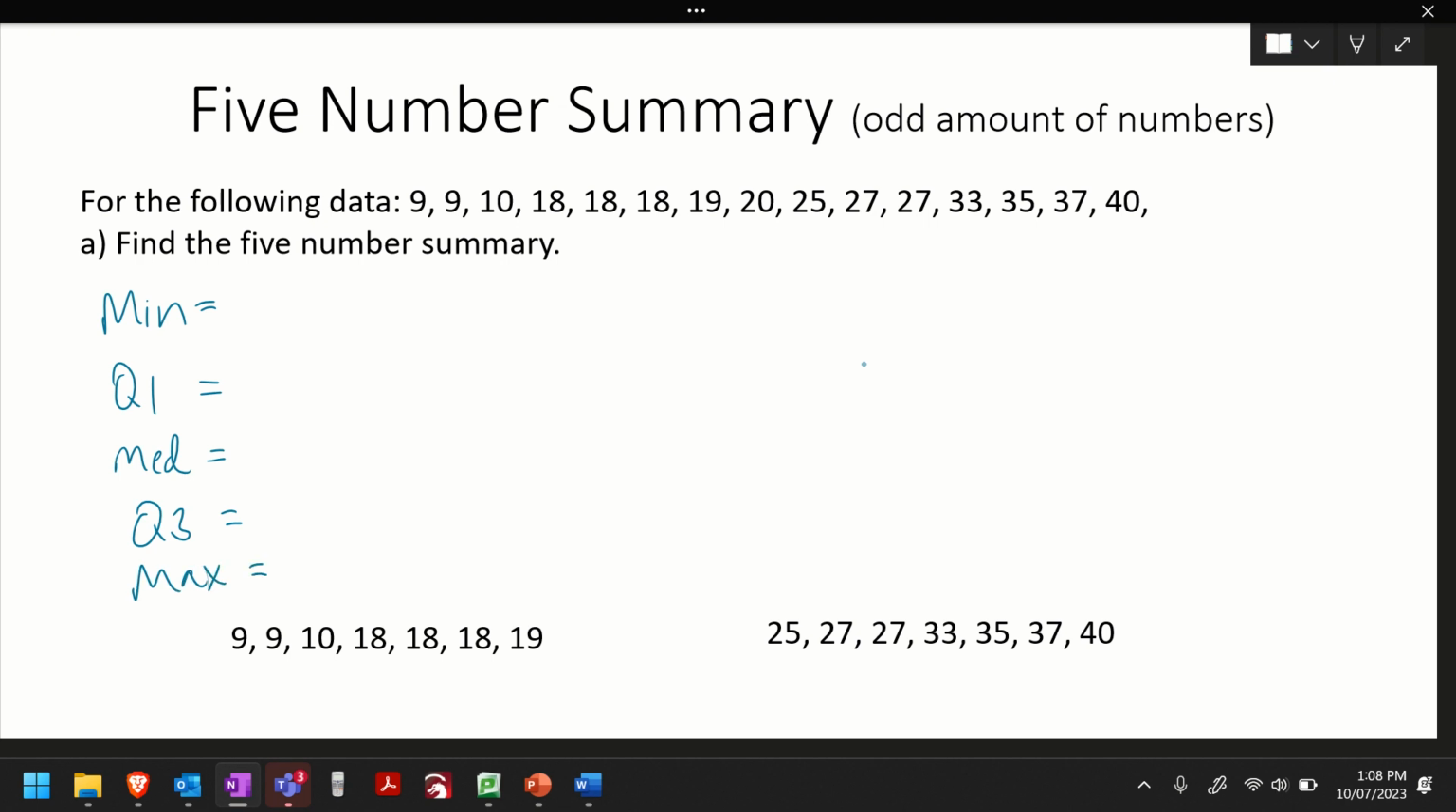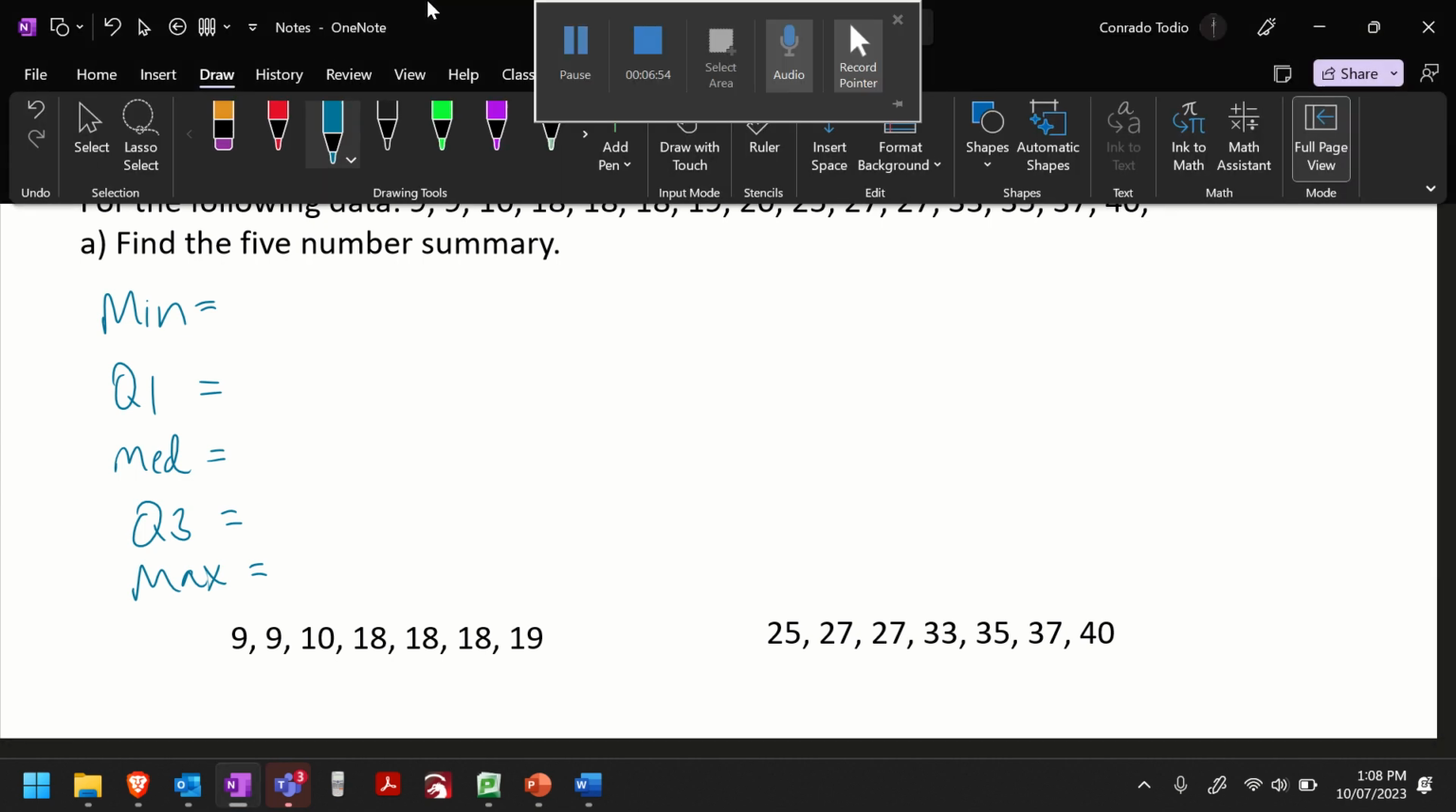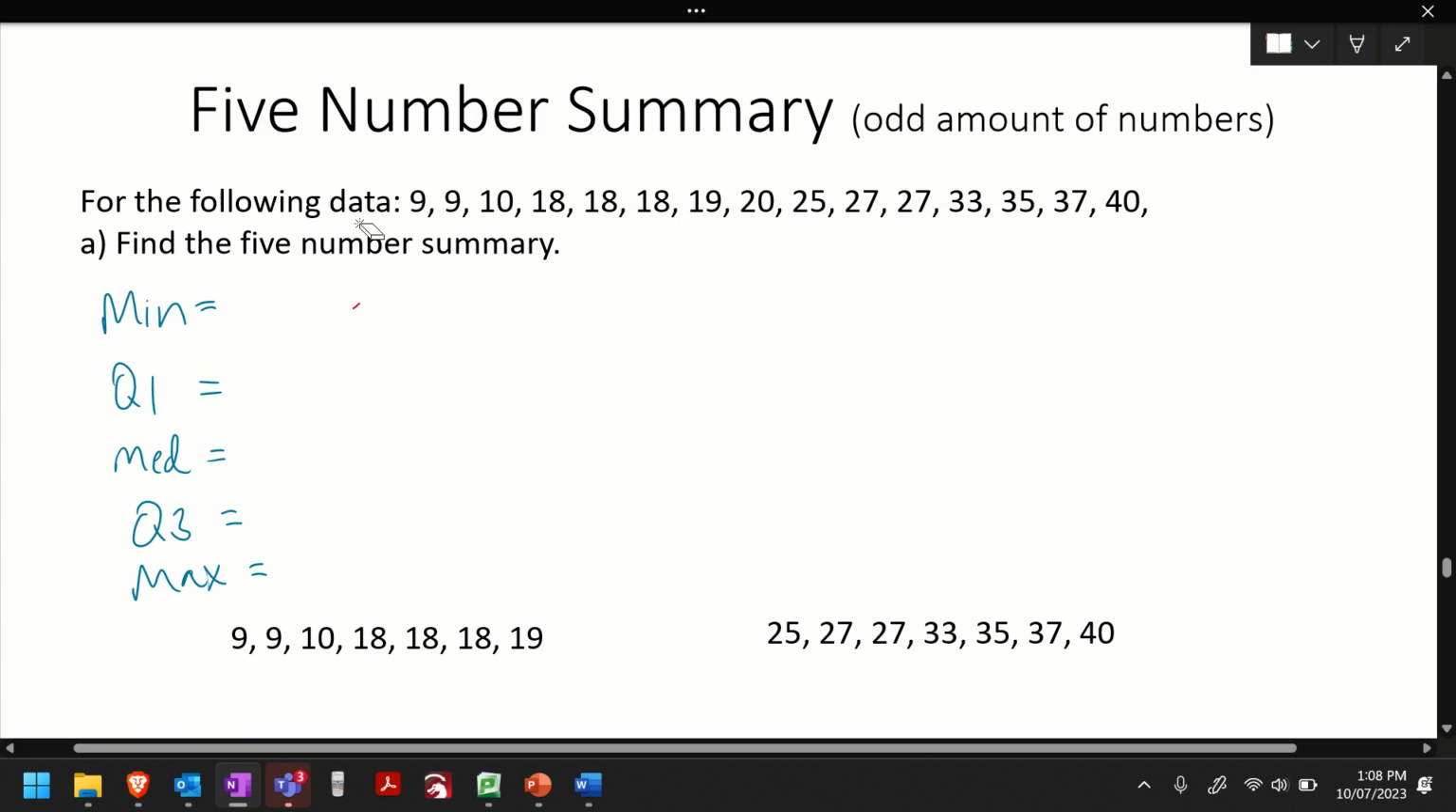Okay, so tell me guys, what's my minimum and my maximum? Let's start with that. Good. So start with your minimum and your maximum always. So your minimum has to be 9 and your maximum is 40.